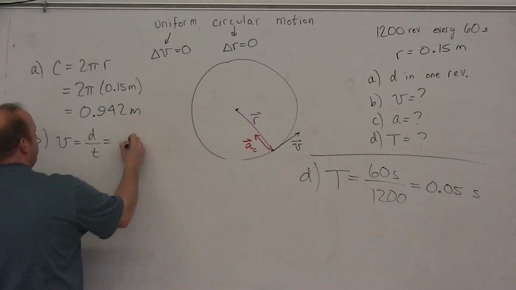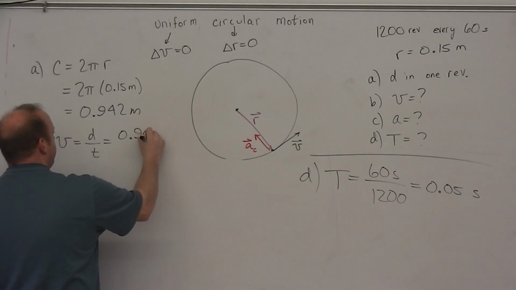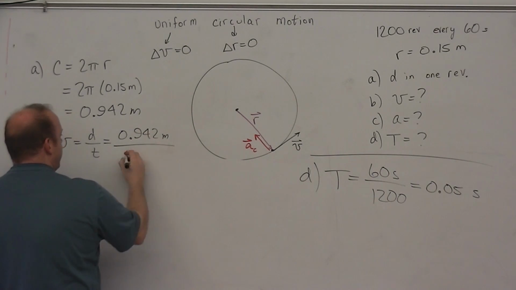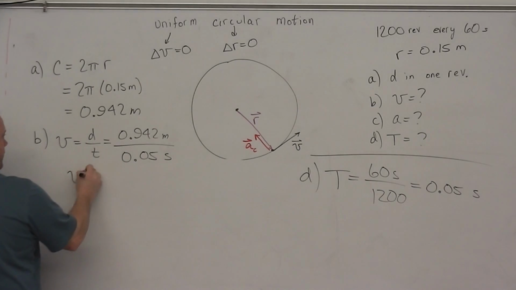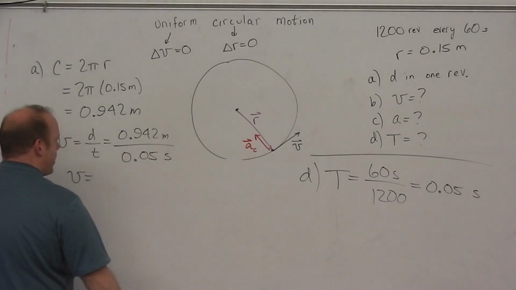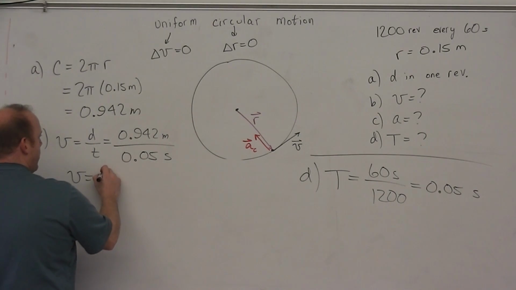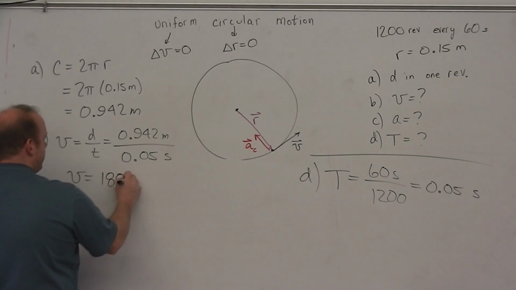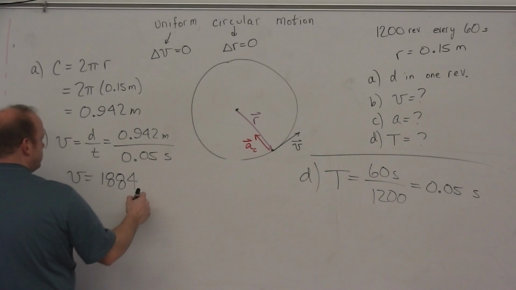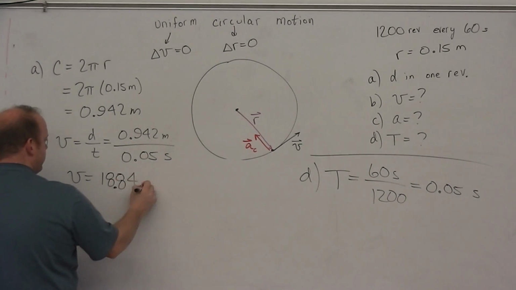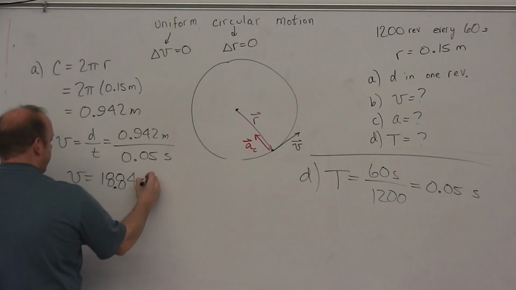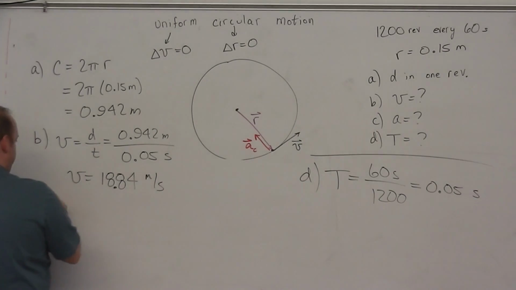So now B is going to be 0.942 meters divided by 0.05 seconds. So my velocity, all I'm going to do is multiply this by 20, so I get 1884. Put the decimal point there, and this is going to be 18.84 meters per second.